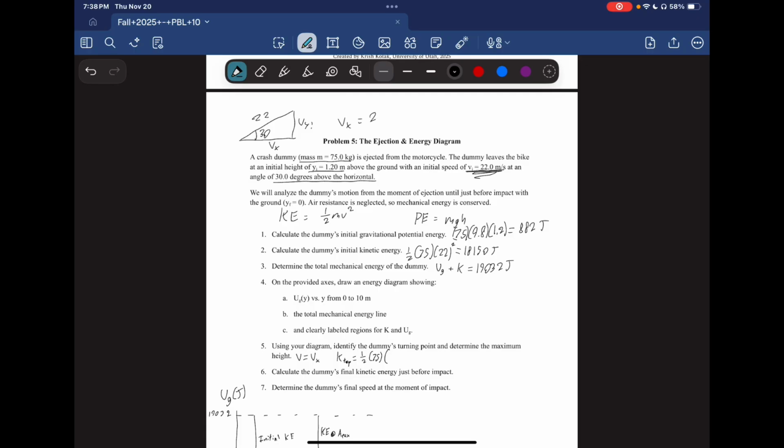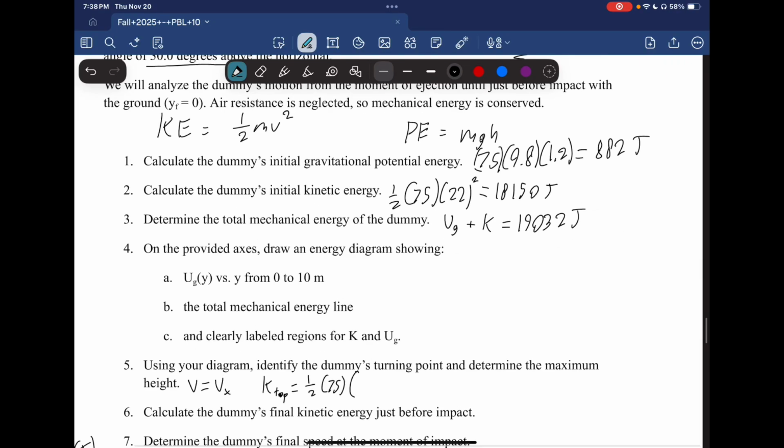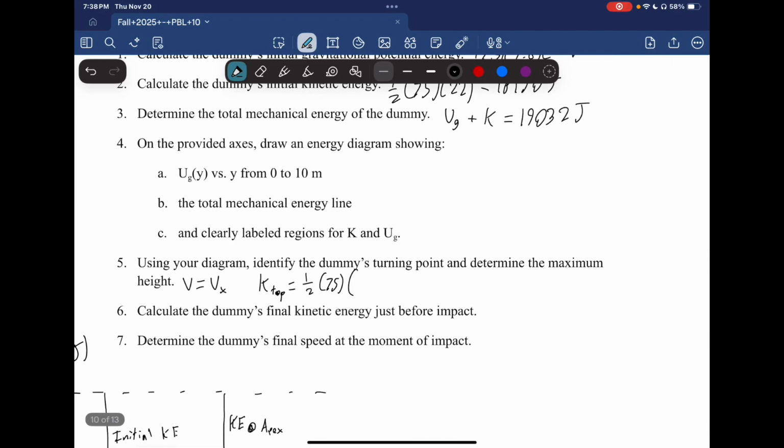So we can say that Vx, just from trigonometry, is equal to 22 cosine of 30. We can plug that into kinetic energy at the top. And then the velocity is squared. So if you plug in all your values, you get 13,612.5 joules.